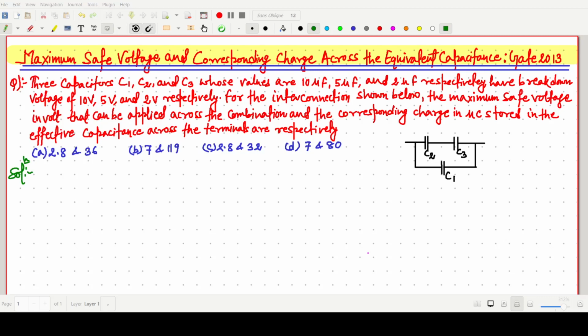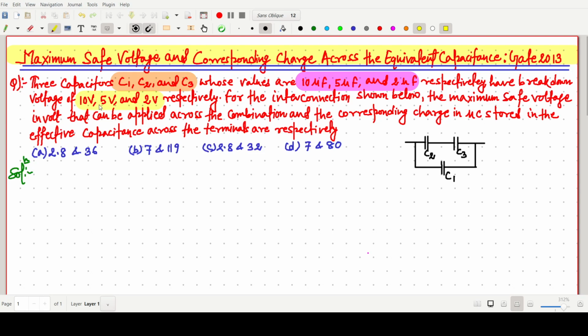Welcome everyone. In this video lecture, we will solve a GATE 2013 question in which we have to find the maximum safe voltage and corresponding charge across the equivalent capacitance. In this question, it is clearly mentioned there are three capacitors, C1, C2 and C3, whose values are 10 microfarad, 5 microfarad and 2 microfarad, and have a breakdown voltage, that is, how much maximum voltage the capacitor can withstand.